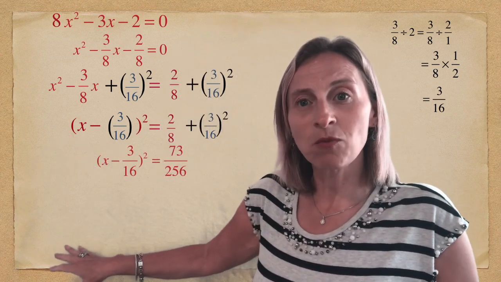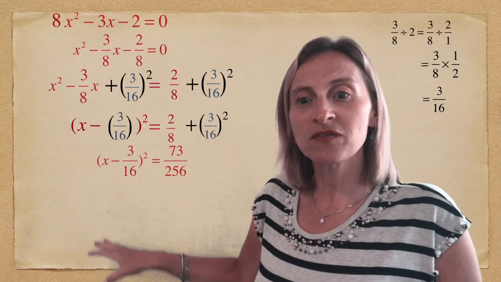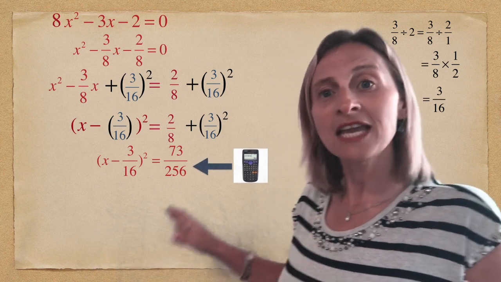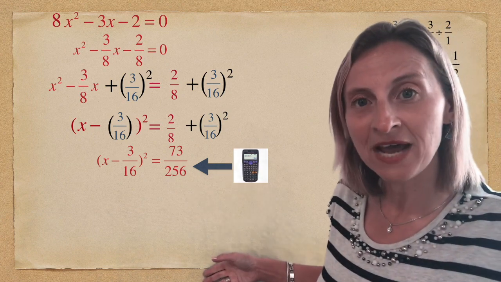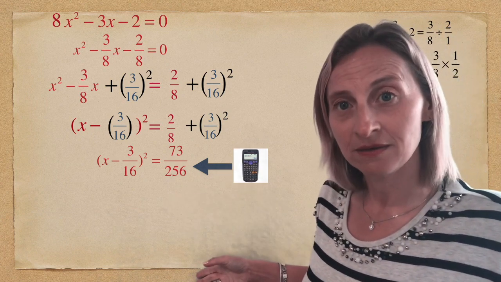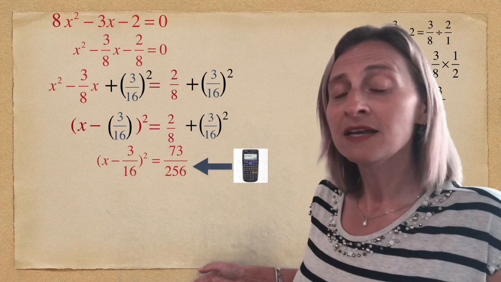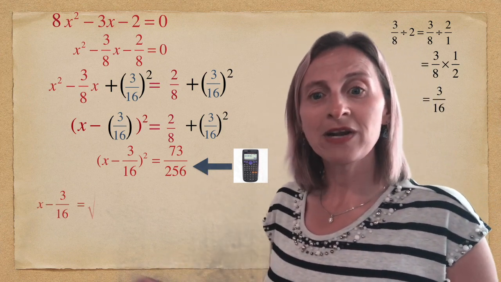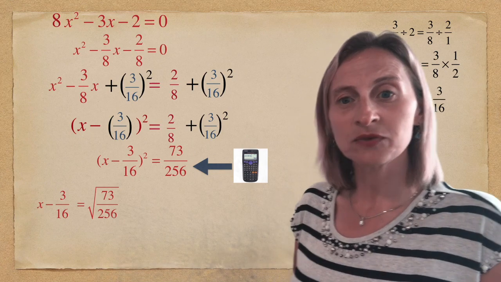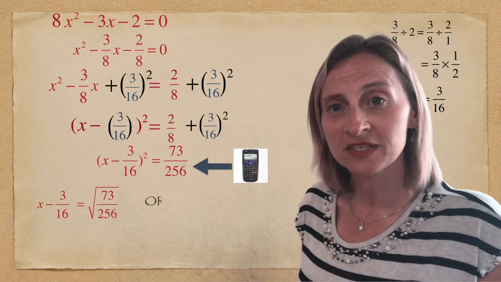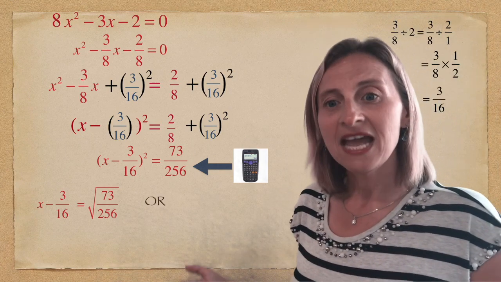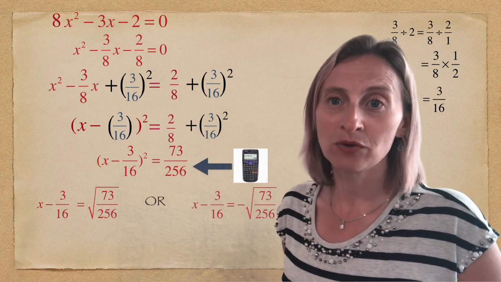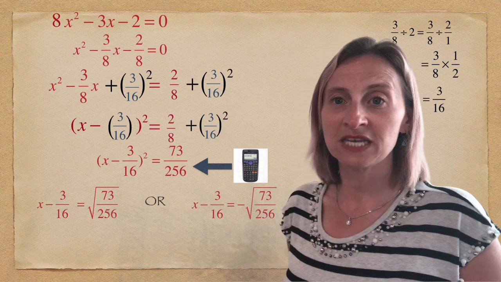Then we write down what's left. x minus 3 over 16 all squared equals 73 over 256. Again, use your calculator to work that bit out. You don't need to do anything in your head and then get it wrong. We want to get it right. It's difficult enough as it is. We square root both sides. We're left with x minus 3 over 16 equals the square root of 73 over 256, or x minus 3 over 16 equals minus the square root of 73 over 256.